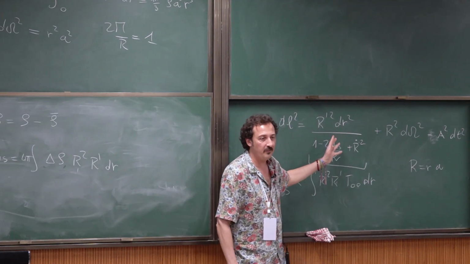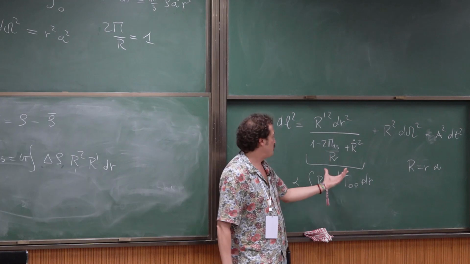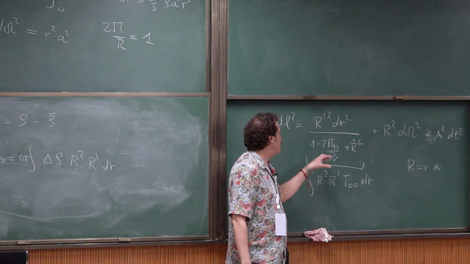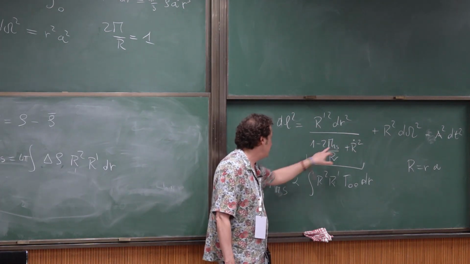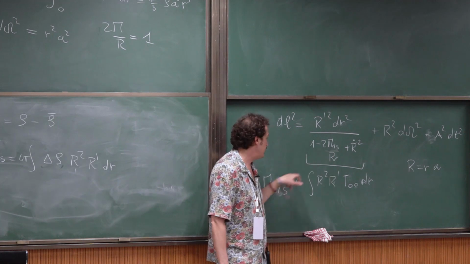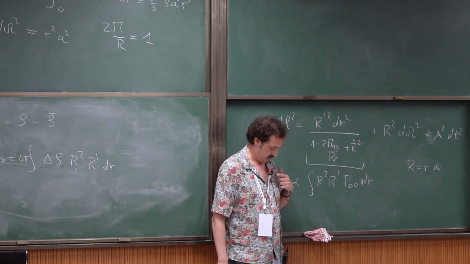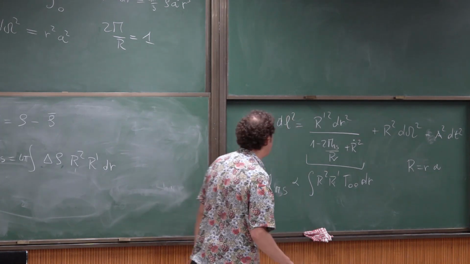The only thing is that I wrote it in a suggestive way to show that here there is a total energy somehow. And if you plug this metric into your Einstein equation, you find that this object sitting there is precisely what we were calling the Misner-Sharp mass.